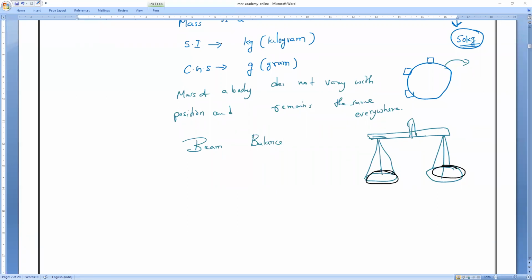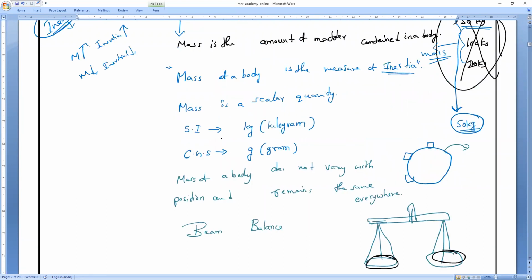So whatever it is, please make it clear, everybody. Understand? So this is about mass. Mass always remains constant throughout the universe. Wherever you go, it will be the same.